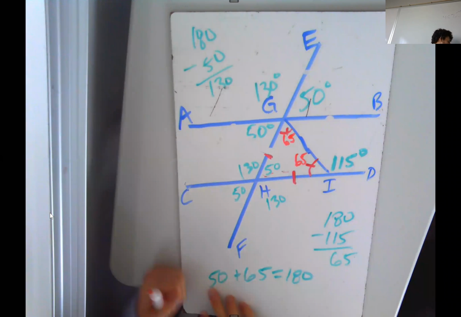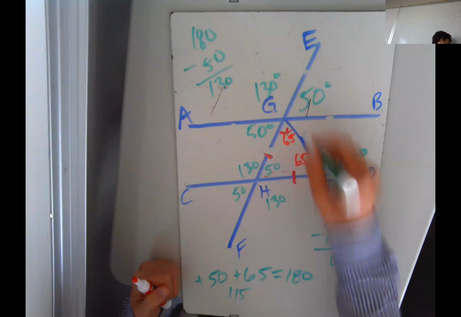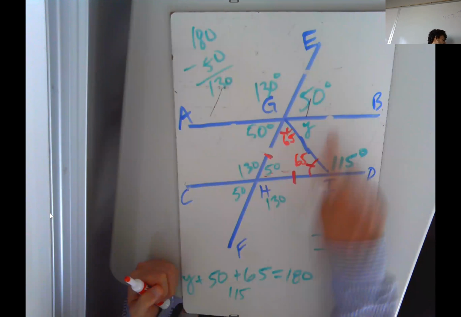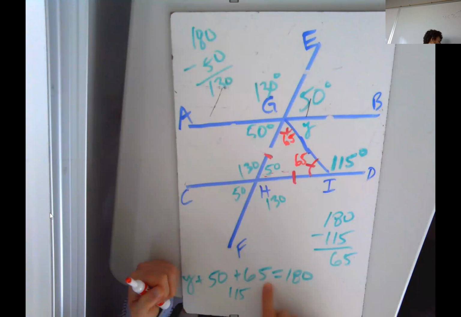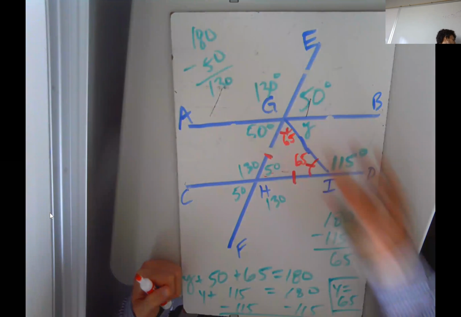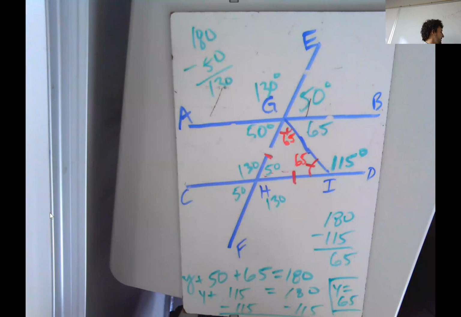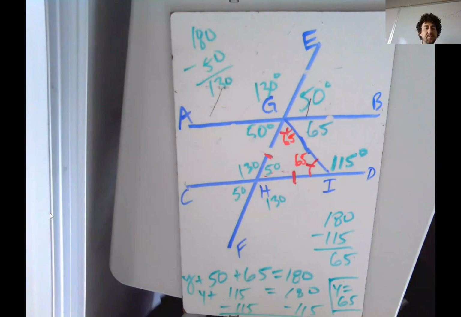So then from there, I can add these two together. This is 115. Sorry, I forgot the x, or we'll call this y. Y plus 65 plus 50. So add these together, 115 plus y equals 180. Subtract 115 and get that y equals also 65. So that means right here, this is 65. And you were able to find all the angles in the diagram.